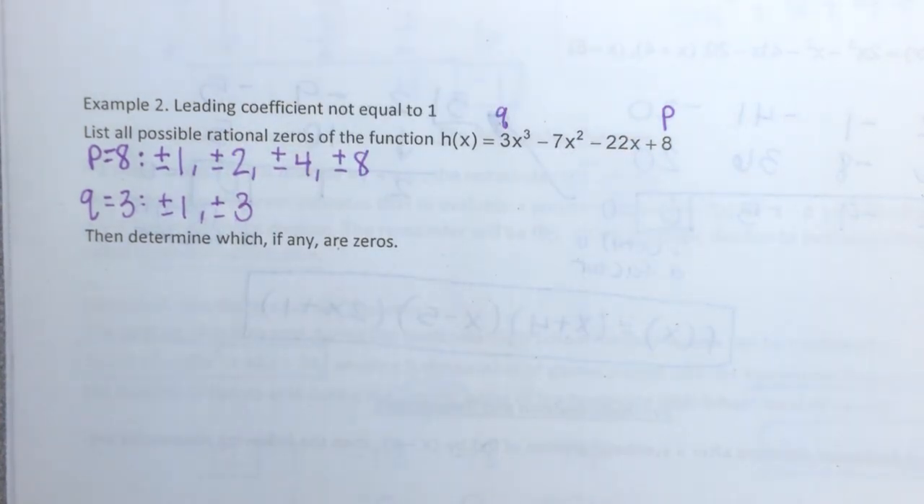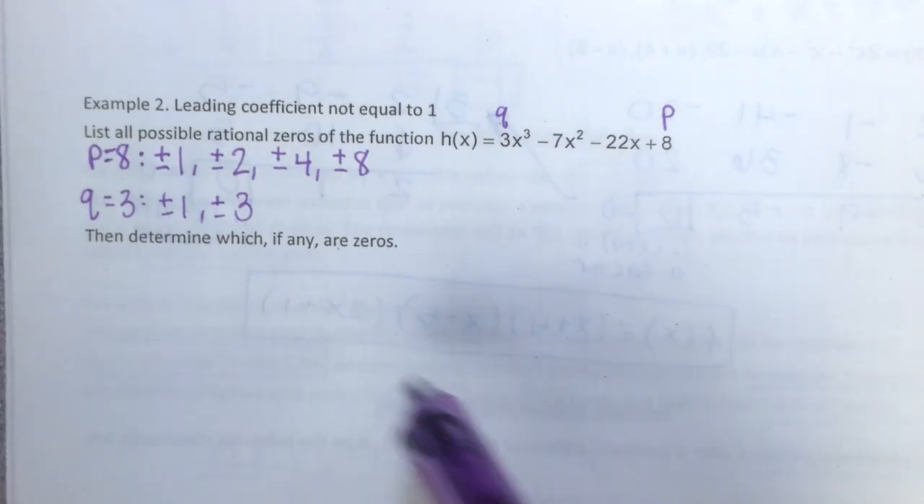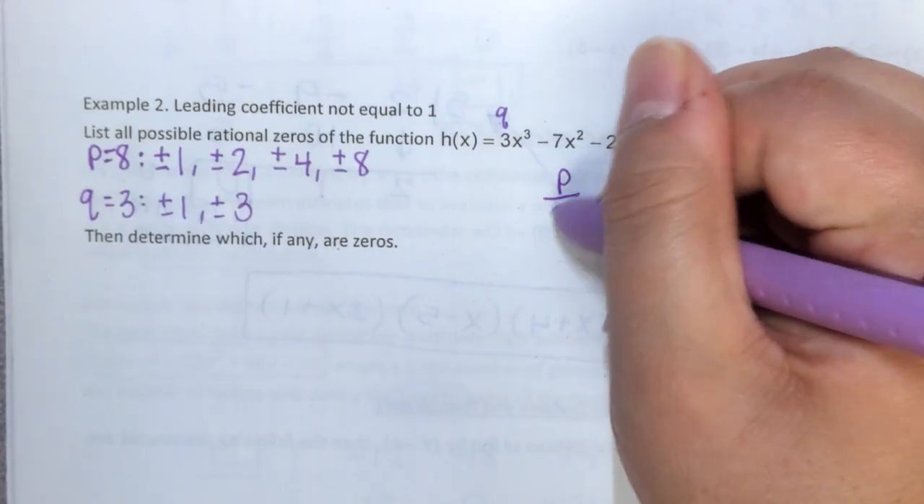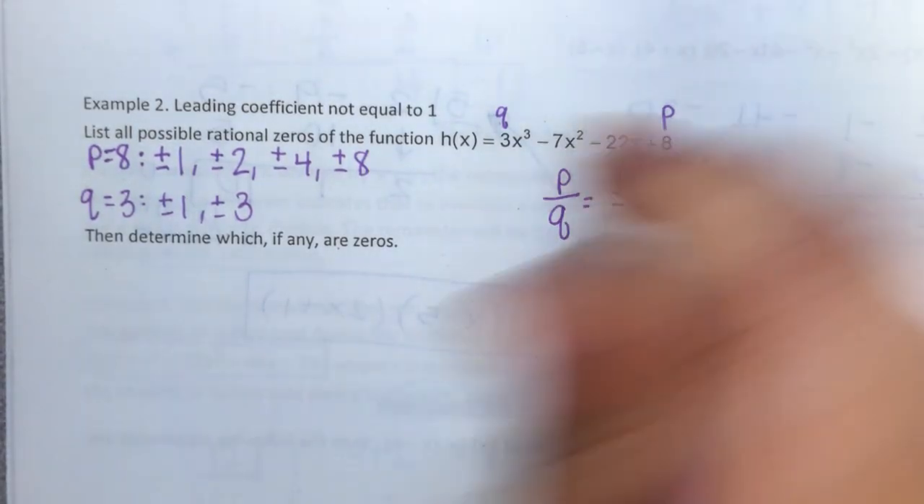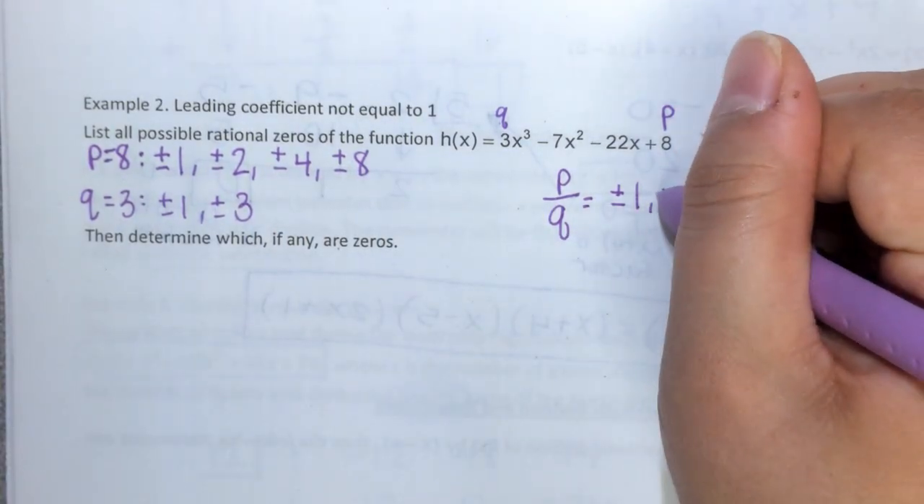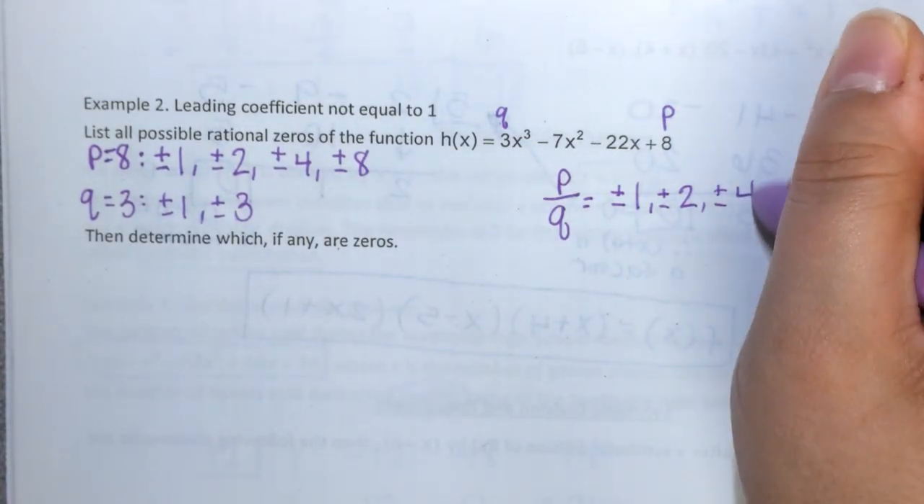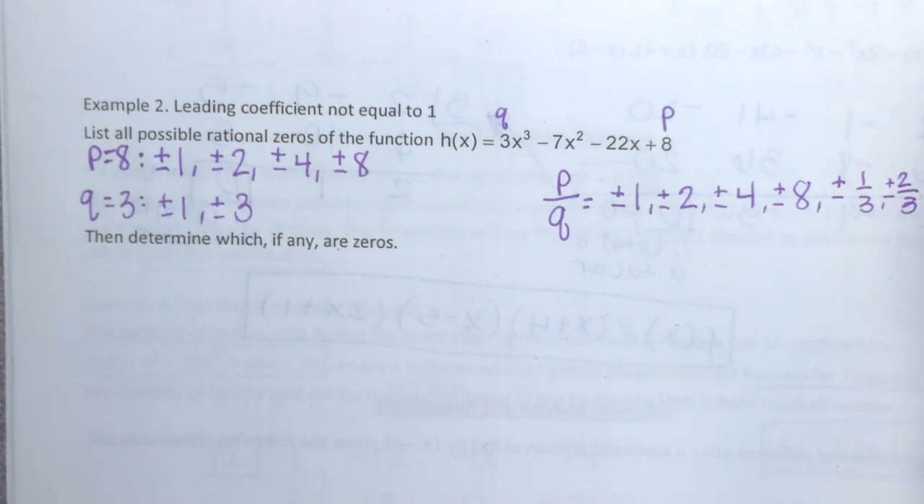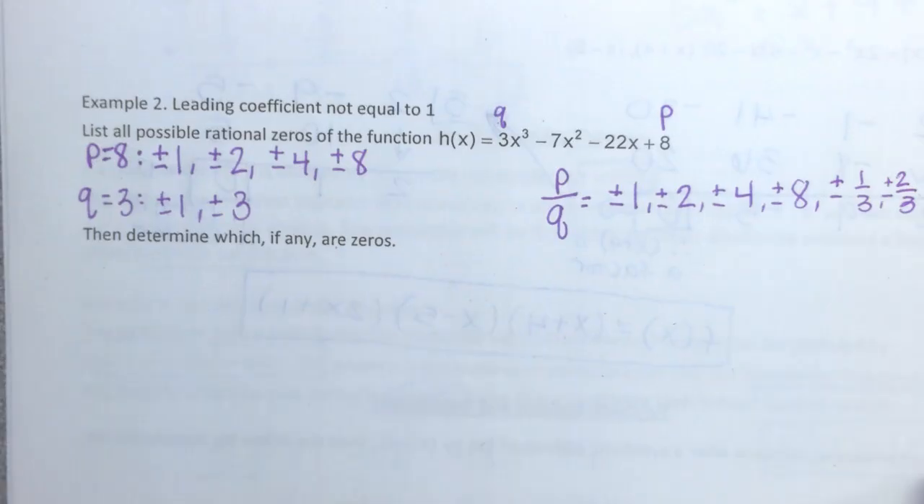And on your quiz on Monday, when it says list all possible rational zeros, what am I going to do next? P over Q. Divide them. You're going to divide all of these P's by 1 and then divide them all by 3 as well. So plus or minus 1, plus or minus 2, 4, 8, and then 1/3, 2/3, 4/3, and 8/3.